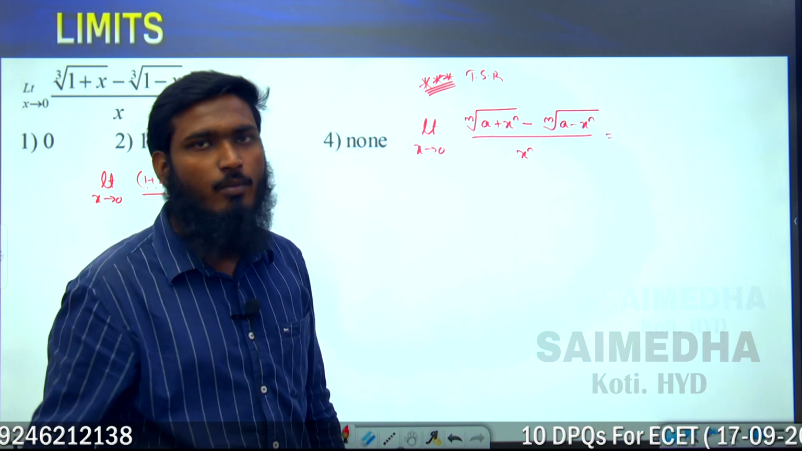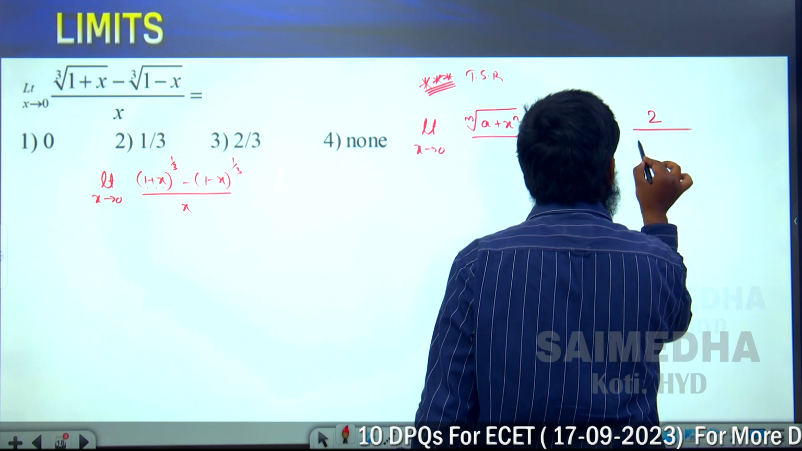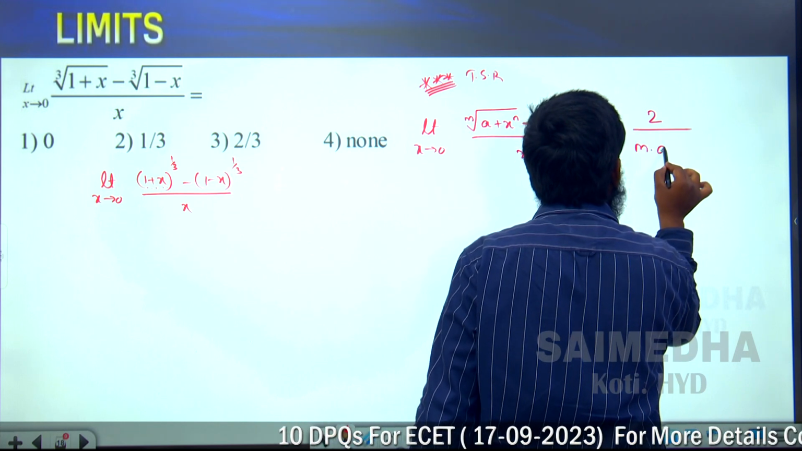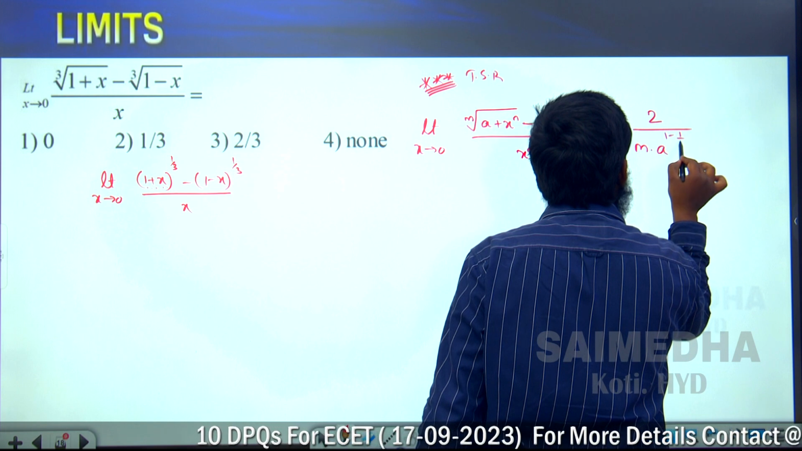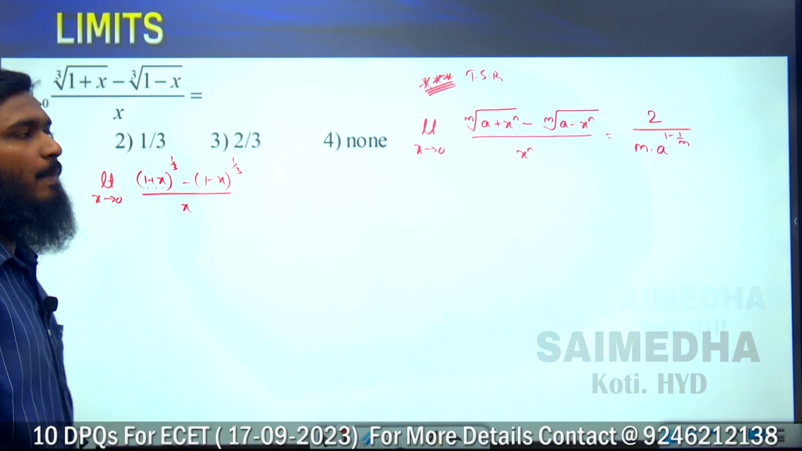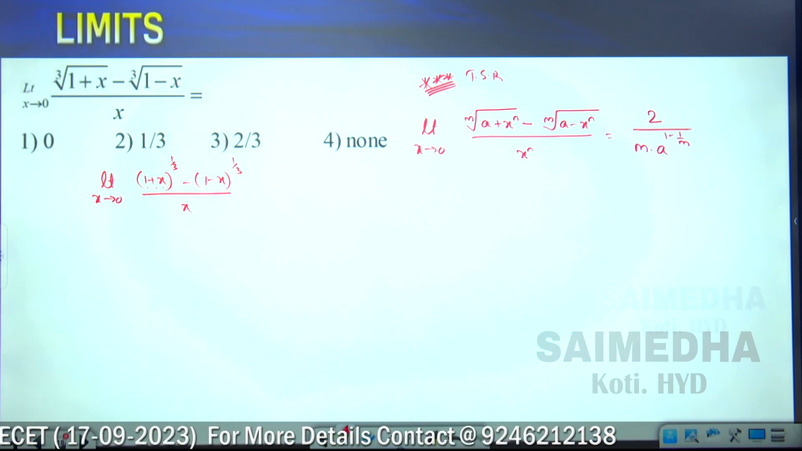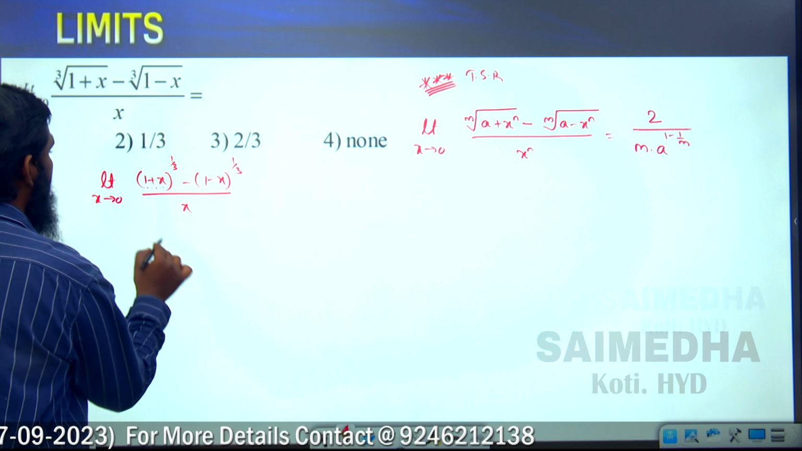Then we can use this formula. What is the formula we are having? 2 divided by m into a power 1 minus 1 by m. The formula is 2 divided by m into a power 1 minus 1 by m. Okay, so let us try to use that formula now. Let us write the question.